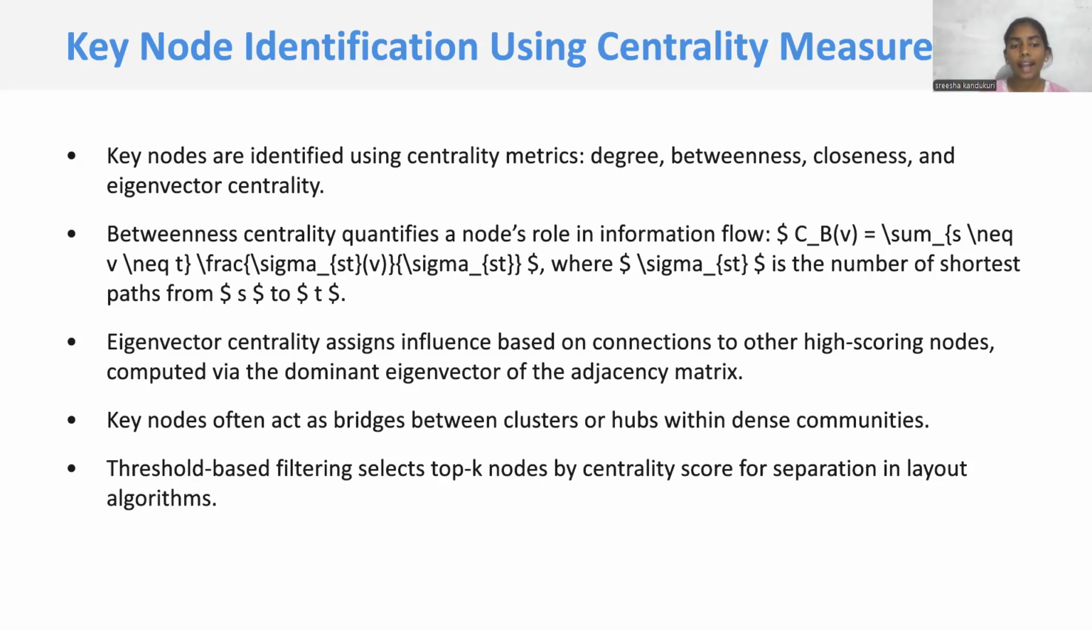Keynodes often act as bridges between clusters or hubs within dense communities. Threshold-based filtering selects top keynodes by centrality score for separation in layout algorithms. These are the keynode identifications using centrality measures. The measures are nothing but degree, betweenness, closeness, and eigenvector centrality.